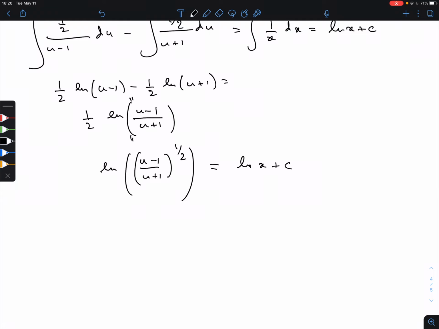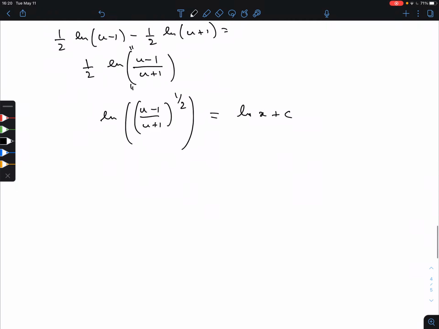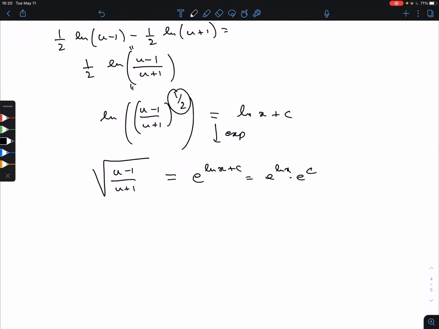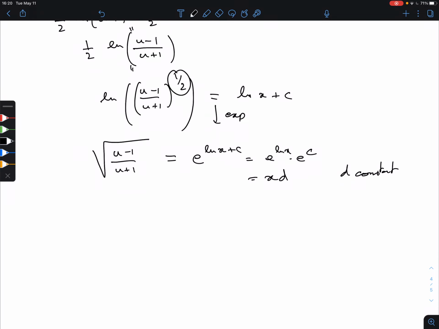We want to get rid of the ln's, so we have to take e to the power of both sides, so that will give me the square root of (u minus 1) over (u plus 1). Now, the half I'm going to write just as a radical, that is this half, right? And here we take also e to the power of both sides, that would be e to the ln x plus c, that is e to the ln x times e to the c, but e to the ln x is just x and e to the c is just a constant, d. So d is a constant. So again, I renamed the constant here. So what we see is that we get this equation.